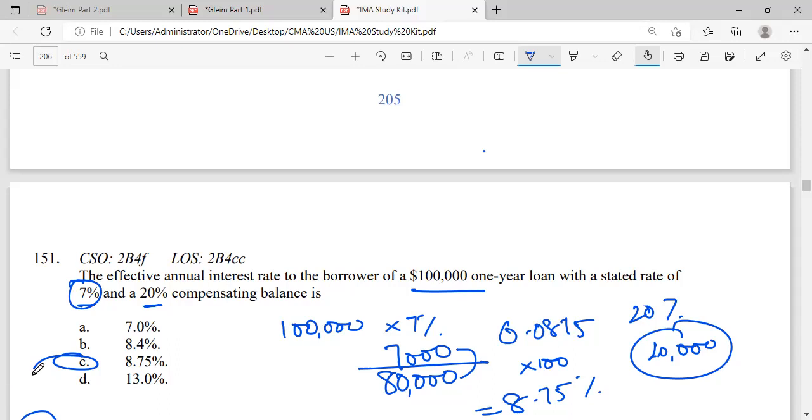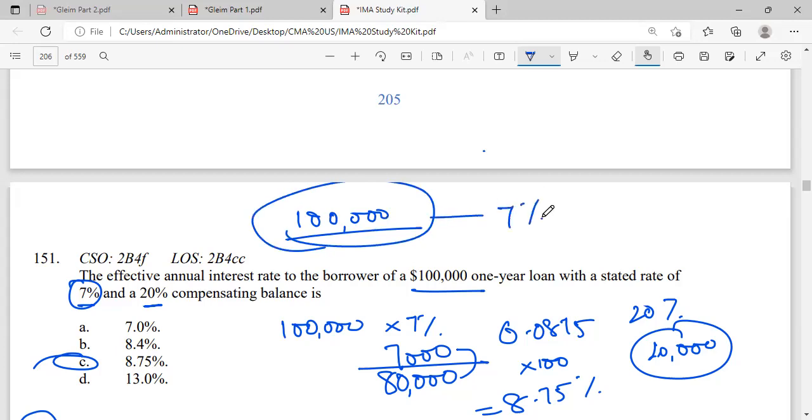So let me just explain what is compensating balance once again, because this is something which is already done in the class. Suppose you get a loan of 100,000. This question is a really good example. You have to pay 7% interest on it. So how much is the interest you're paying? 7,000 per annum. Compensating balance is required, which is 20%.